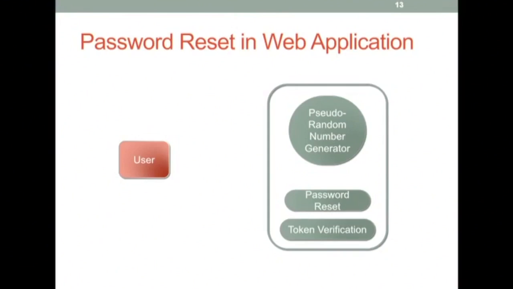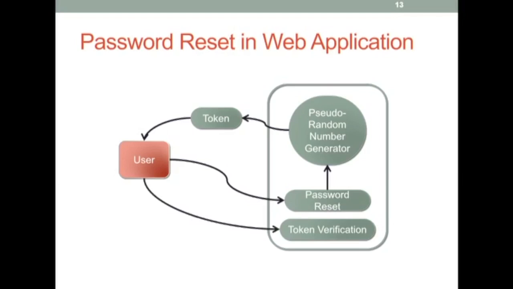You know that when you forget your password, you go to the website and click on the forget password button. What happens here is that a pseudo random number generator will be used to generate a random token, and that will be sent to you via email. Once you get the email, you can use this token to authenticate to the web server again.